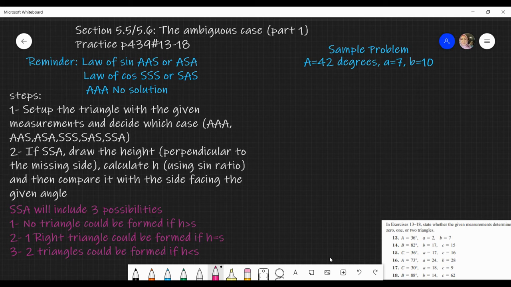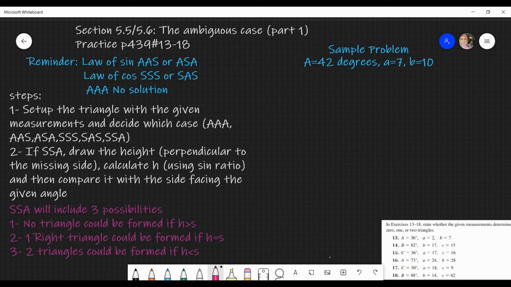First of all, we have some measurements given of a triangle. In a sample problem that I'm going to be working on, we have angle A, which measures 42 degrees, side A that measures 7, and side B that measures 10. Just a quick reminder, with the law of sine, we used AAS or ASA. So for example, if I end up with a triangle that has two angles and a side that is not included, or two angles and an included side, we use the law of sine to solve for this triangle.